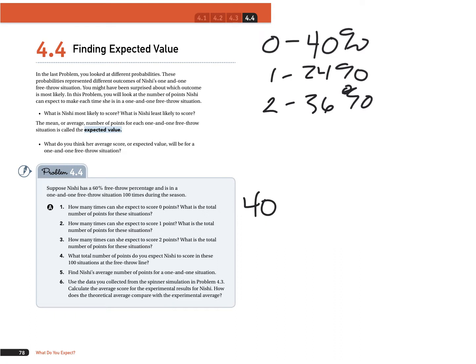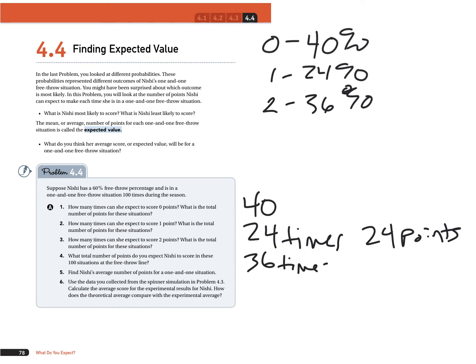How many times can she expect to score 1 point? What is the total number of points for these situations? So we'd expect 24 times, and it's 1 point, so it would happen 24 times and 24 points. And number three, how many times can she expect to score 2 points? That would be 36 times. And it's 2 points, so it would be 72 points.